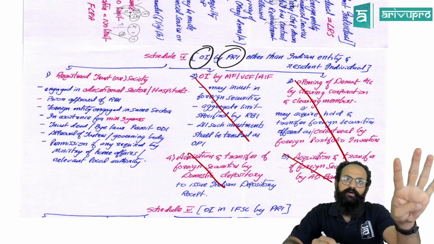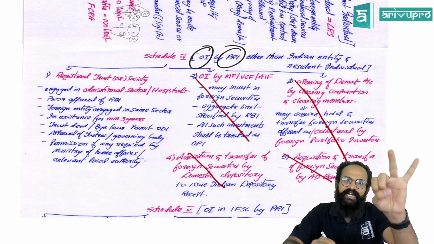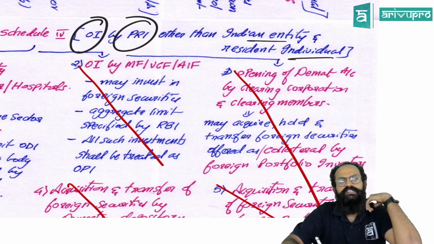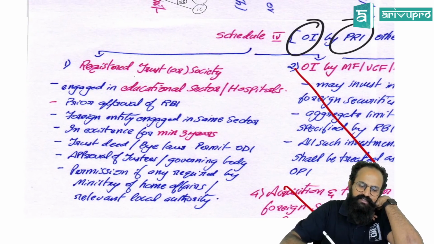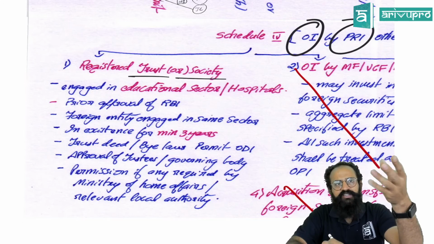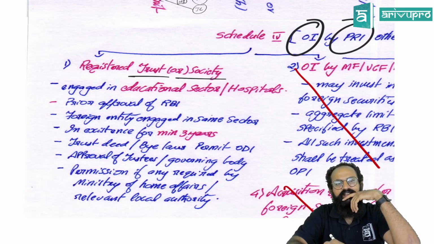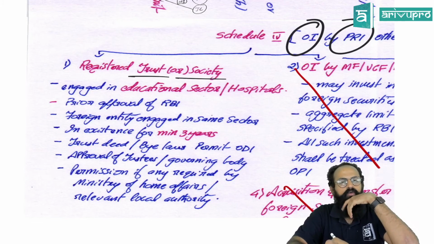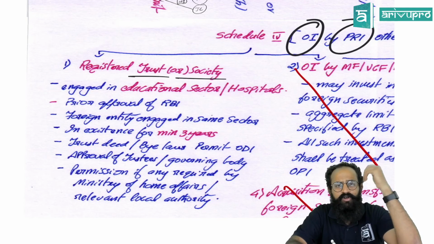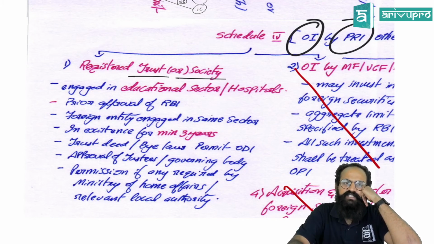Schedule 4 talks about people other than an Indian entity and an Indian individual. So who else is left, sir? Simple: trust, society. If you remember the Indian entity definition, trust and society were not there. Sir, what if they are investing? Why will they invest? People trust our society. I'll give you the best example. Imagine colleges. Colleges are all trusts only.